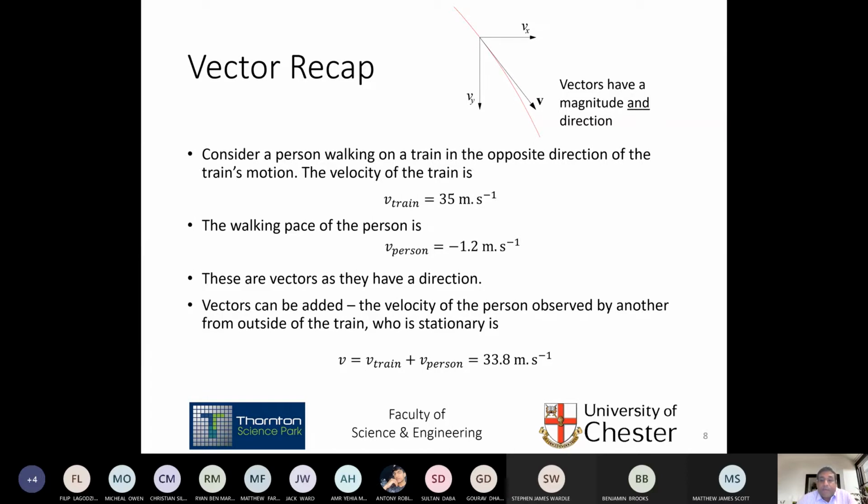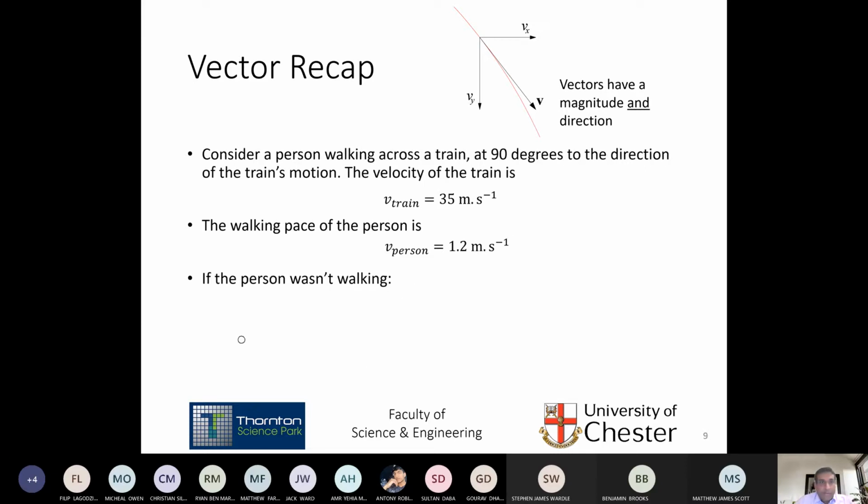So a train is moving forward 35 meters per second. The person is going in the opposite direction 1.2 meters per second. So overall, a person who is stood outside watches this person move 35 minus 1.2, which is 33.8 meters per second, which also, if you think logically, you will come to that number. So essentially, by adding these two vectors, v train and v person, we are able to come up with the velocity of this person as seen by somebody who is outside of the train. Okay, so hopefully that was clear to everyone.